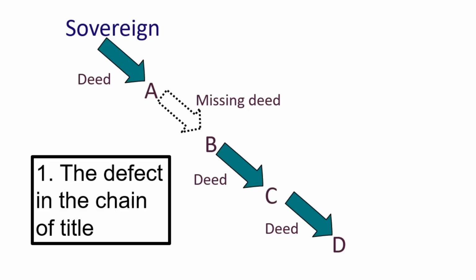But if D satisfies the requirements for adverse possession, the result is that D will end up being the owner of the land by virtue of the adverse possession, and the fact that the old deed from A to B is missing doesn't really matter. So that's a very helpful concept from D's point of view. It confirms what D believes and intends, and it's a very valuable and useful thing that adverse possession does for us.